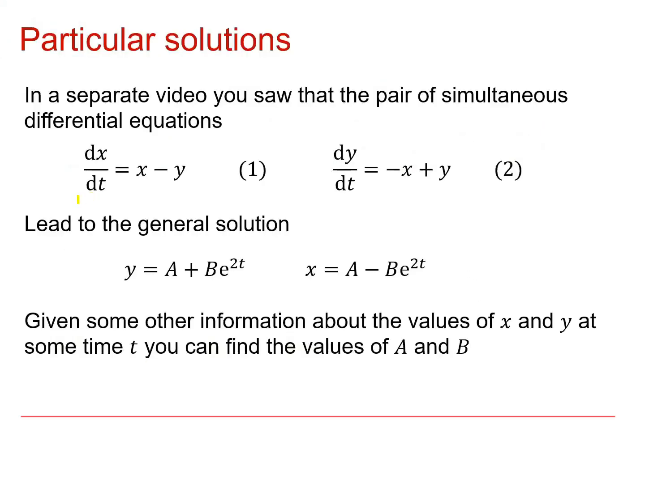In a separate video, we looked at these two simultaneous differential equations, and we found that they lead us to a general solution for y and x of a plus b e to the 2t for y and a minus b e to the 2t for x. If we're given some other information about the values of x and y at some time t, we can use that to find the values of a and b, and therefore the particular solution to this system of differential equations.